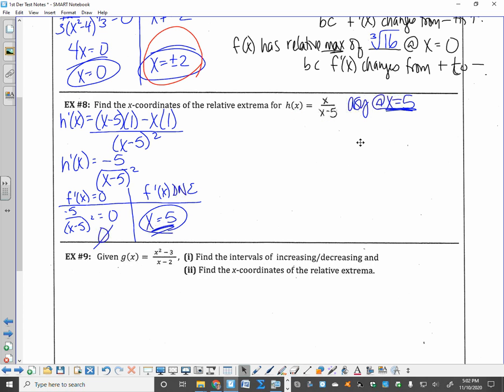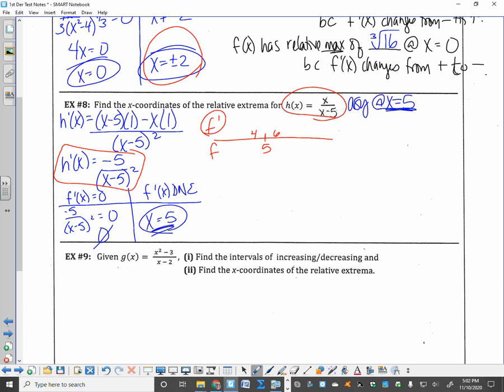Let's fix this. Now, you shouldn't have to erase all that. It's hard for me to erase little bitty stuff. This is f prime. This was f. I was taking 4 and 6 and plugging it into here. I need to plug it into f prime or h prime, whatever.